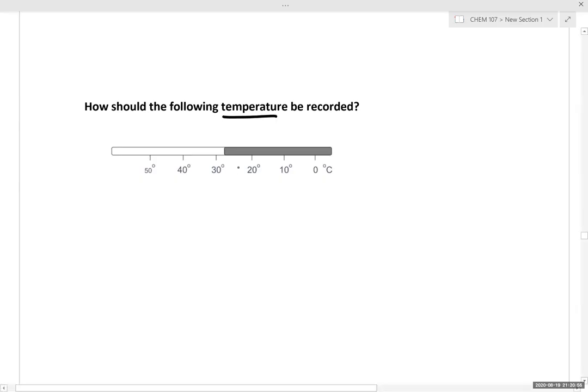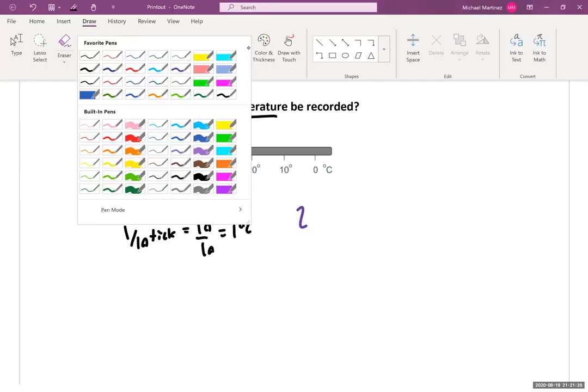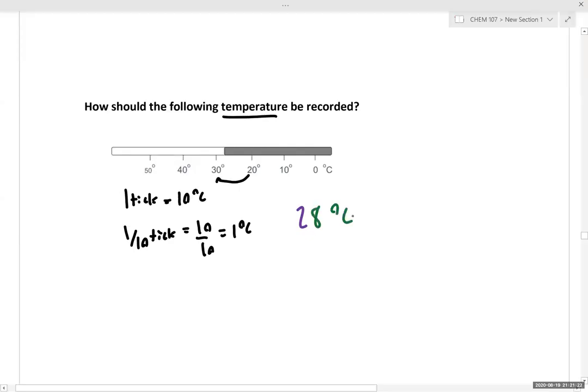So first and foremost, we need to figure out the value of a tick. From 20 to 30, a tick is equal to 10 degrees Celsius. So then a tenth of a tick is equal to 10 over 10, or 1 degree Celsius. We can report our certain digit. We know we're somewhere between 20 and 30 with our certain digit being 2. And then we can write one estimated digit. So this could be 28 degrees Celsius or 27. Both are fine. Yep, exactly right. This measurement also has 2 sig figs.